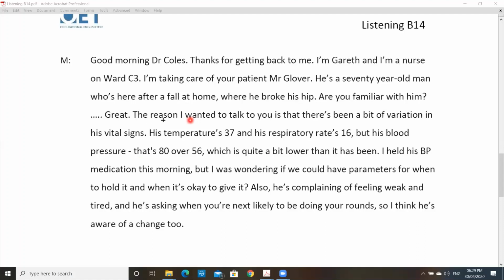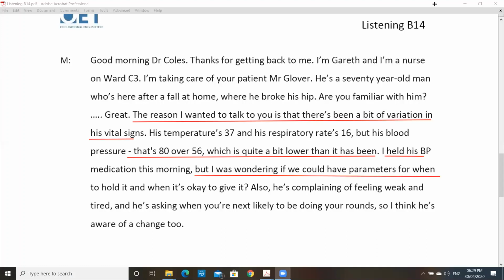Yeah. So you can see here, the reason I wanted to talk to you is that there has been a bit of variation in his vital signs. And his blood pressure is a bit lower than it has been. I held his BP medication this morning, but I was wondering if we could have parameters for when to hold it. So he was seeking advice for finding out when to give this medication.